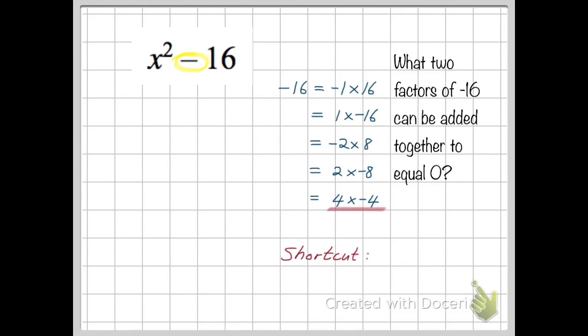They sum together to equal 0, but there's an obvious shortcut. I hope you can see it. All you have to do is take the square root of 16, and that will tell you what the factors must be. Make one positive and the other negative, and you're done. This example is called a difference of squares, and they're actually probably the easiest once you know what you're doing.